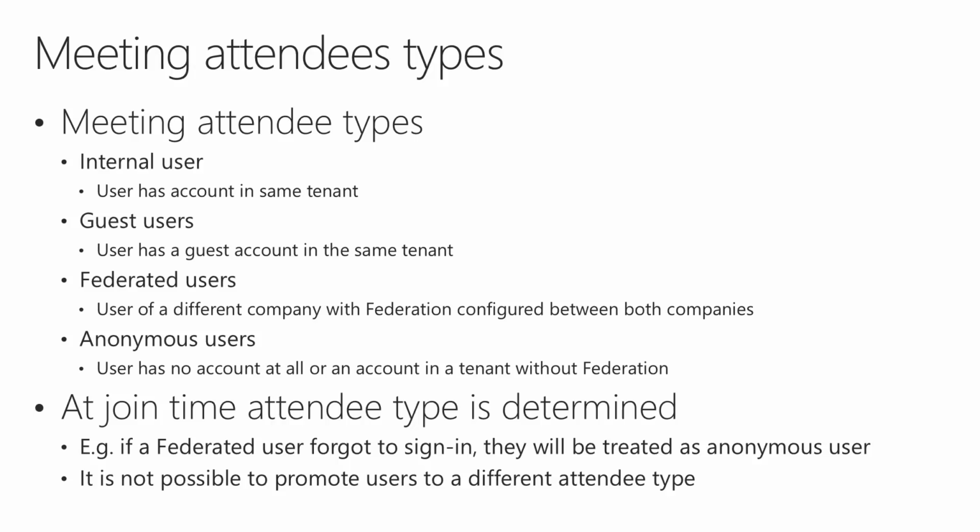It's important that at the join time, the attendee type is determined and you cannot change that. So let's assume there's a federated user and they're using Teams from a PC that they usually don't and they forgot to sign in. They join now the meeting, they will be treated as an anonymous user. If they want to join the meeting as a federated user, the only way is to leave the meeting, sign in and join again. Now they will be considered as a federated user. So you cannot promote users from one attendee type to another one.